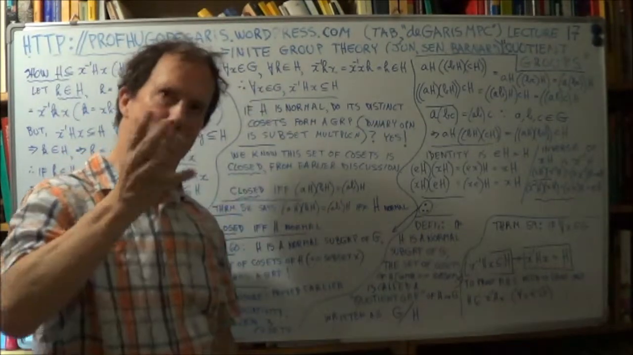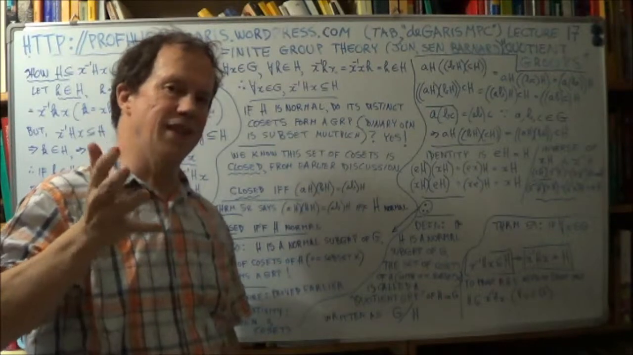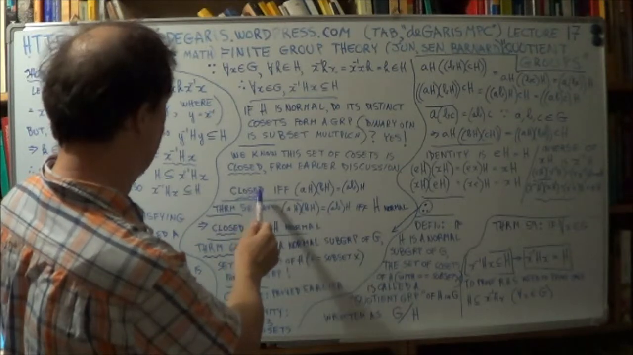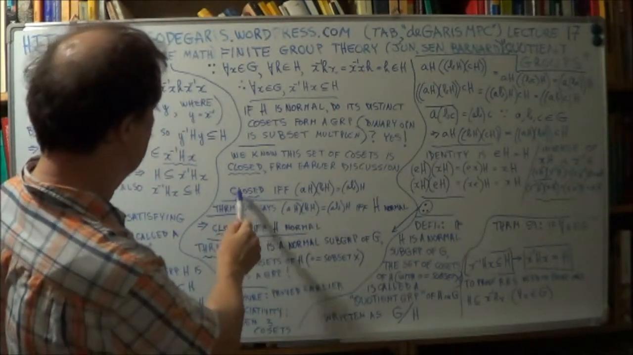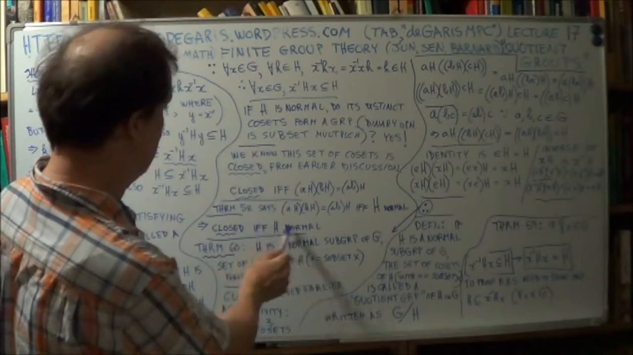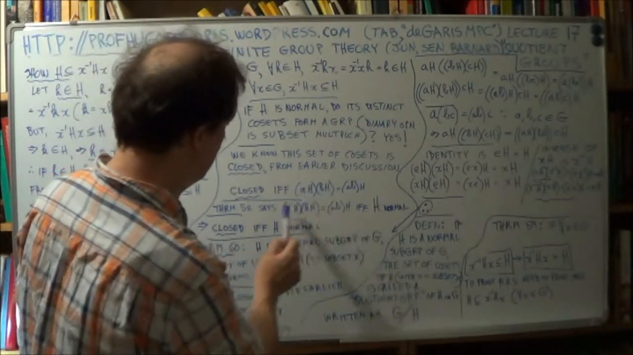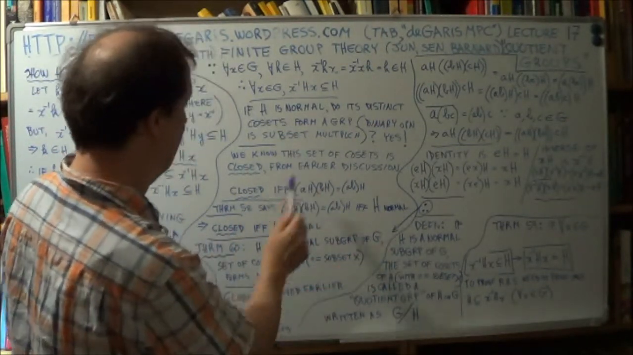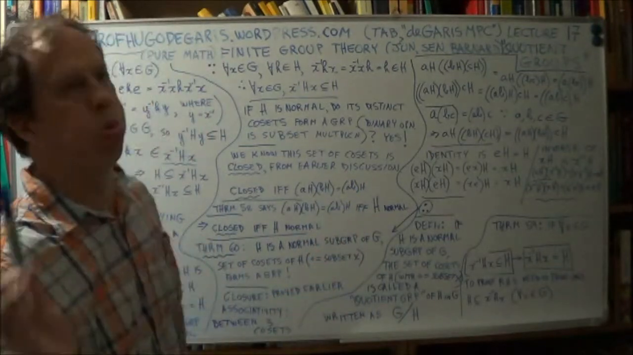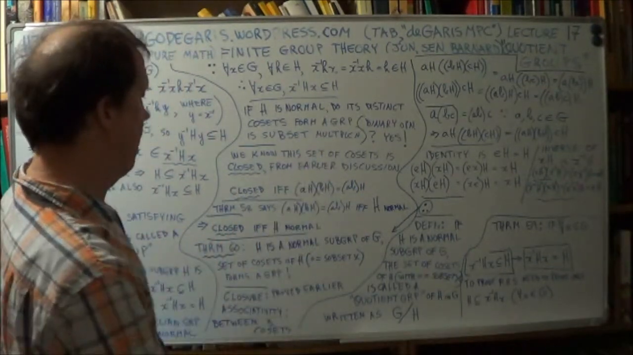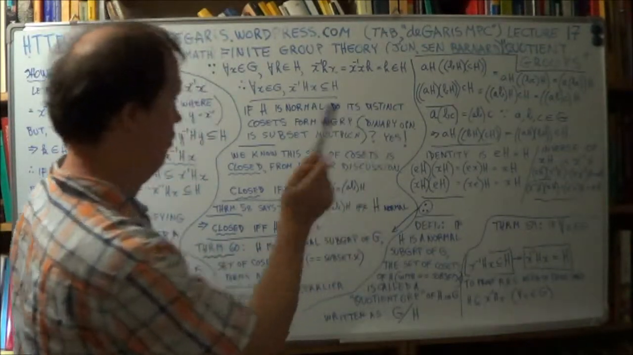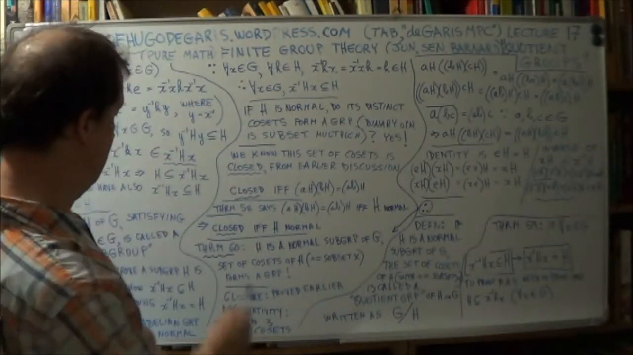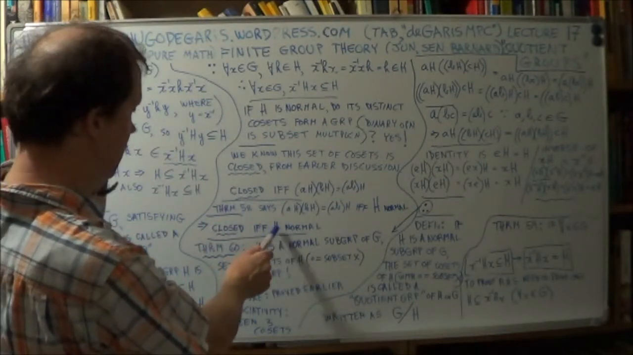Well, that's of the form if A then B, and if B then C, and you're given A, therefore C, right? So from these two together, we can conclude closed if and only if H is normal, because this and this are the same. So this is true if that's true, and that's true if that's true. Therefore, closed if and only if H is a normal subset.